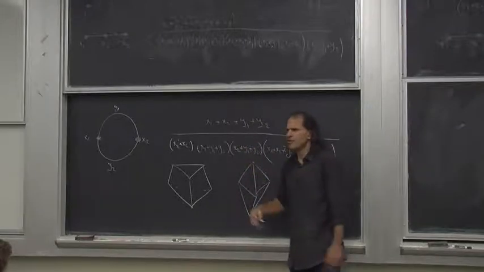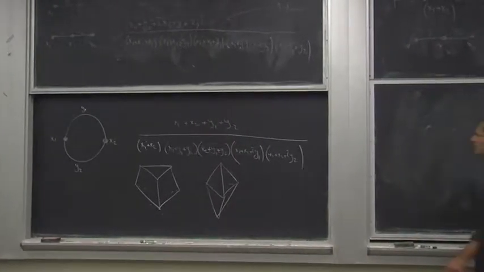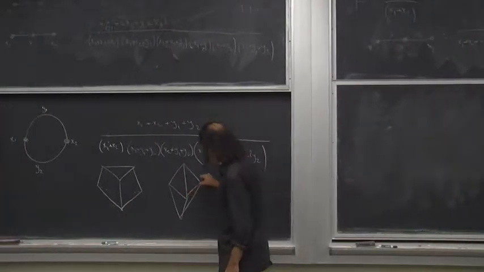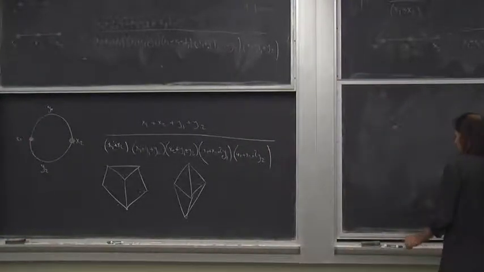Yeah, they're overall twos. I'm not keeping track of overall twos. Yeah, that's right. There's probably an overall two. Anyway, okay. So now let me tell you what the object is.